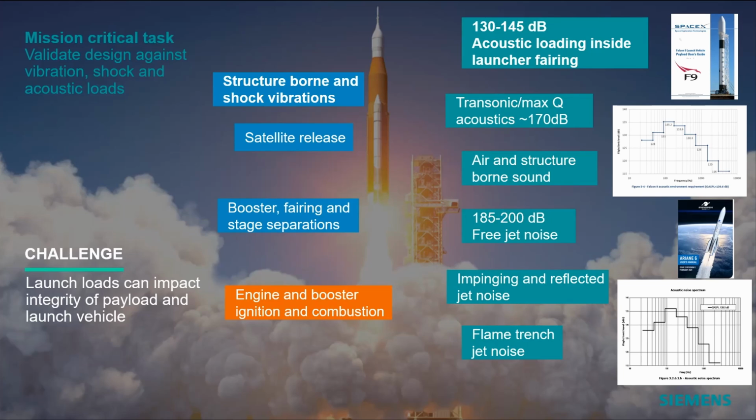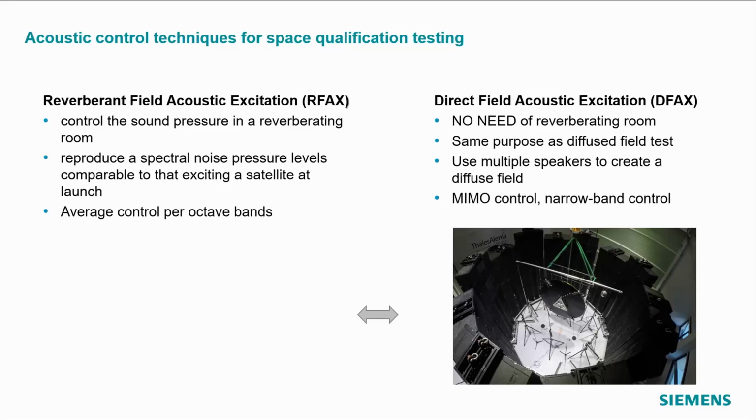But now I want to focus on the acoustic ones. Of course, when we launch the satellite, the rocket is going to generate a lot of noise, which is going to directly affect the satellite inside the rocket itself, and also indirectly by impinging and reflective jet noise. We have very high acoustic loading, as you can see here, up to 130, 145 dBs inside the launcher. And there are standards and requirements from each launcher. Here, for example, the standards for SpaceX and the Ariane 6. So how do we test it?